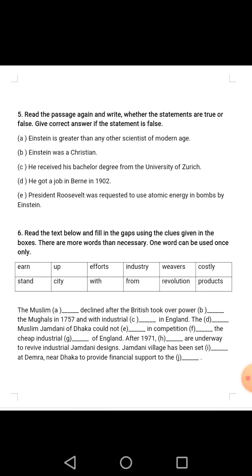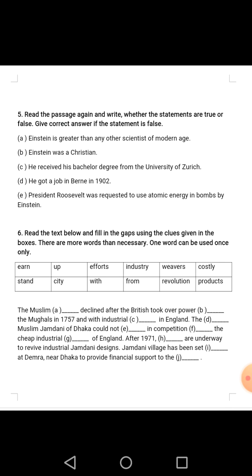Then question number 5. Read the passage again and write whether the statements are true or false. Give correct answer if the statement is false. Number A. Einstein is greater than any other scientist of modern age. It is false. The correct answer is Einstein is one of the greatest scientists of modern age.